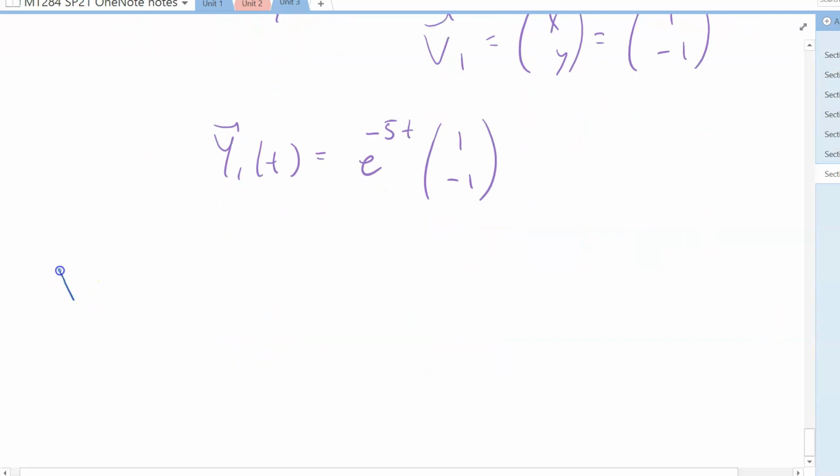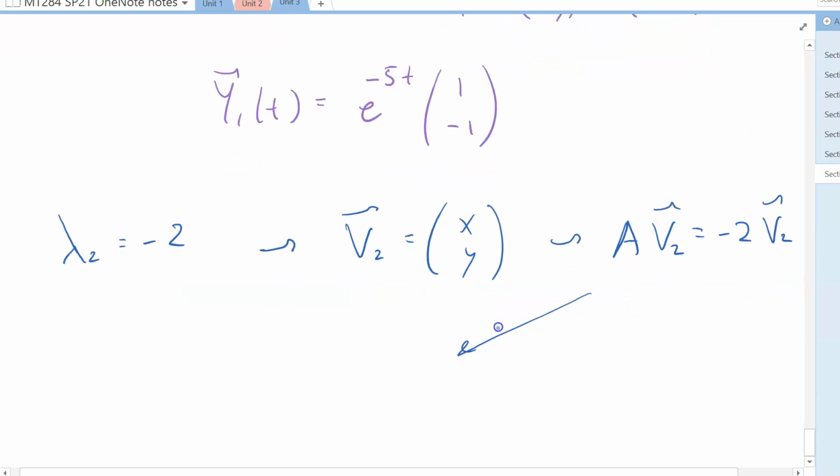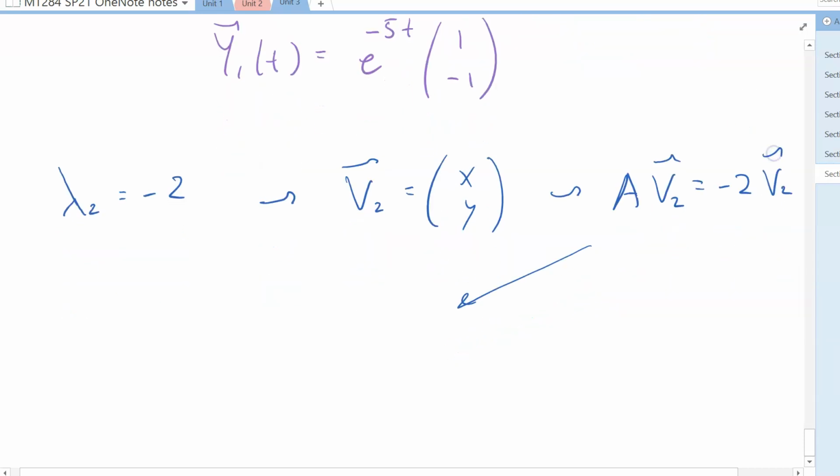So what was lambda 2? Lambda 2 was negative 2. So we're going to do the same thing again. We want to find a vector v2, which we don't know yet, so we're going to call it a generic vector (x, y). We want to use the condition that A times v2 has to equal lambda 2, which is negative 2, times v2. Now I'm just going to go straight at this, and you can pause it and write it out if you need to, but the steps would be exactly the same as what we did before.